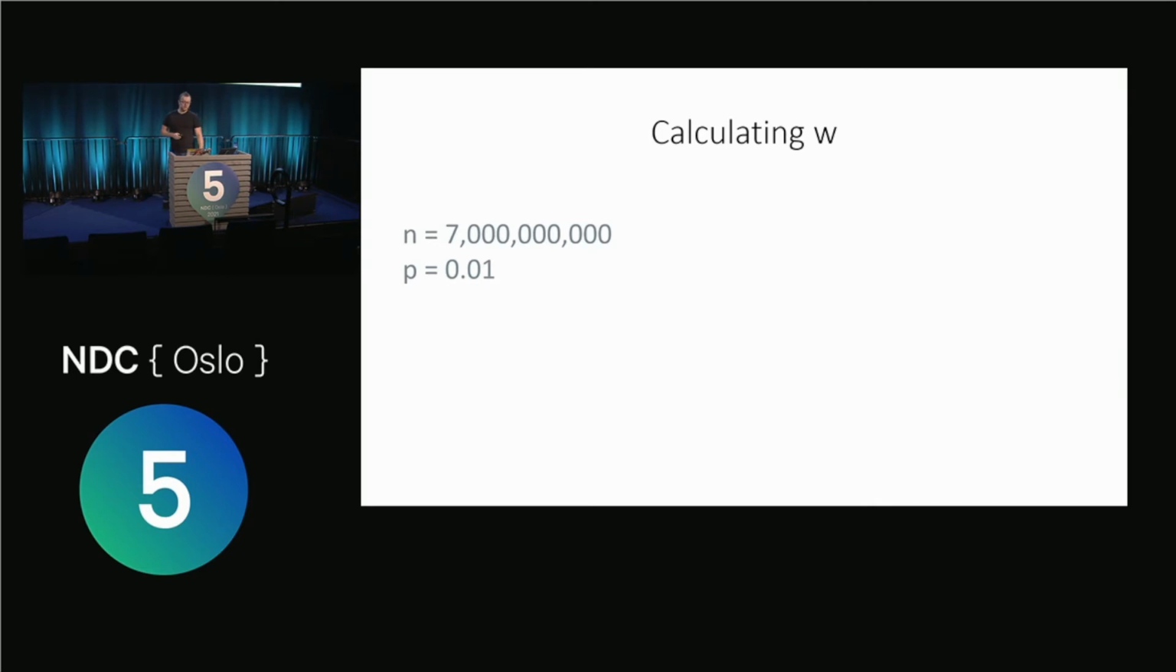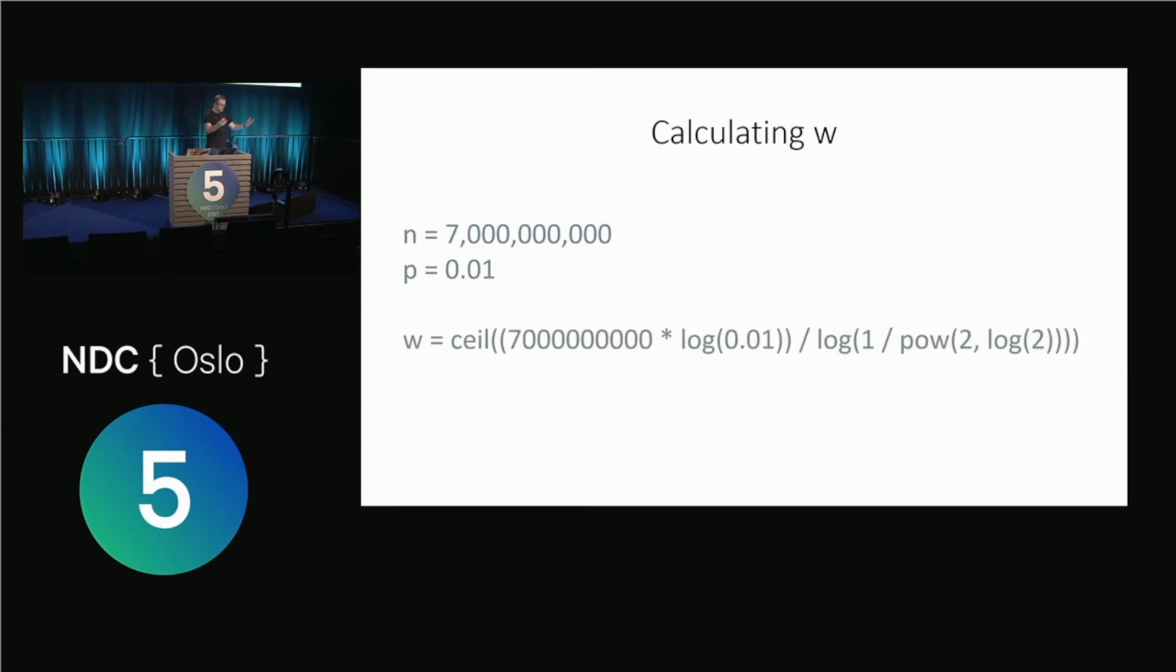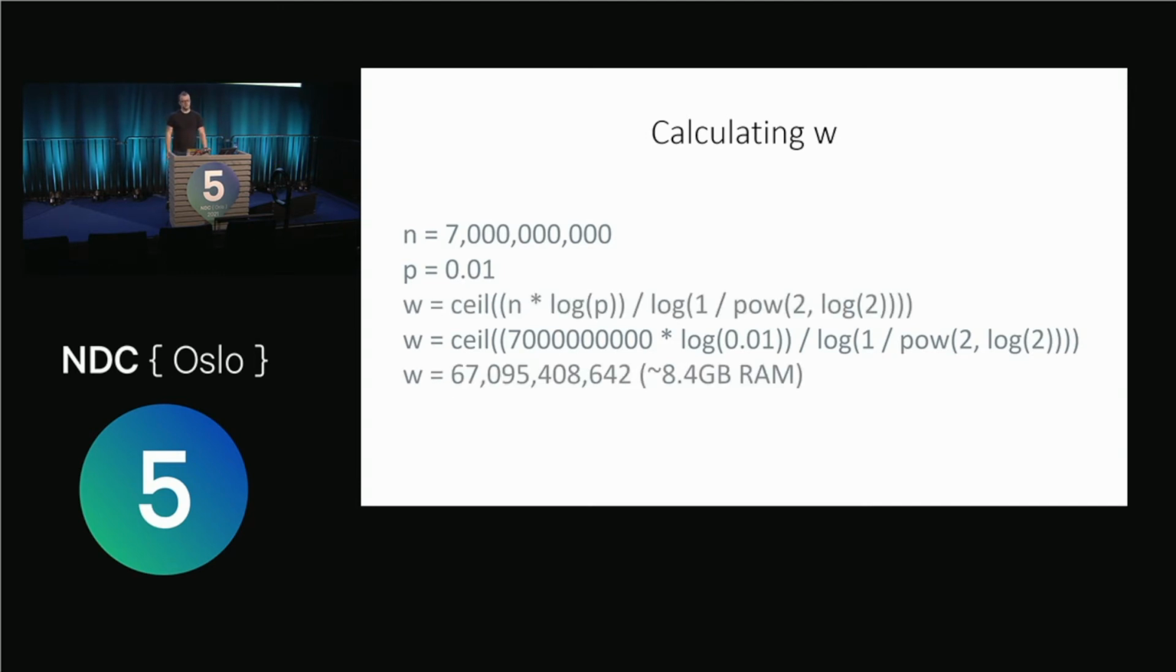So how big should our array be? Well, the other value we picked was our false positive probability. We want a 1% chance that it will give us a false positive. Remember, it's always a 0% chance of a false negative, always. From this, we can just calculate the width. It will tell us how wide our filter should be. Dead easy, you just substitute in the values, and it will tell you that you need a width of this many bits. Obviously, there's a couple of bits of overhead in the filter as well. And it said to us, you need a filter that is approximately 8.4 gig in size.